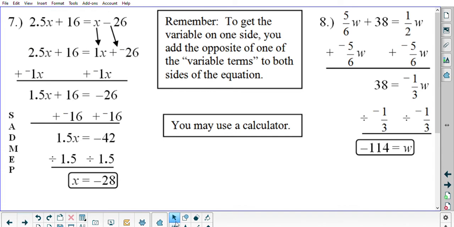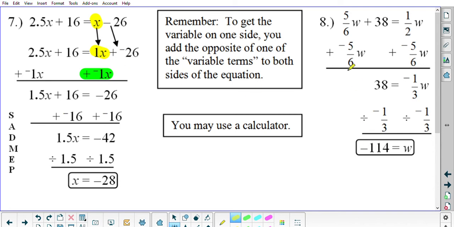Again, we are going to get the variable on one side first, and the way that we do that is by adding the opposite of one of the variable terms. Here I added the opposite of 1x, which is negative 1x, because 1x plus negative 1x is 0x, which makes the variable disappear from that side. Don't forget, x is the same as 1x. We had some problems like that the other day, so that's why I wanted to show you number 7. Once you get the variable on one side, I think you guys should know what to do to finish solving your problem.